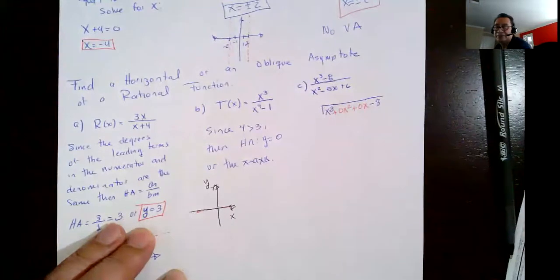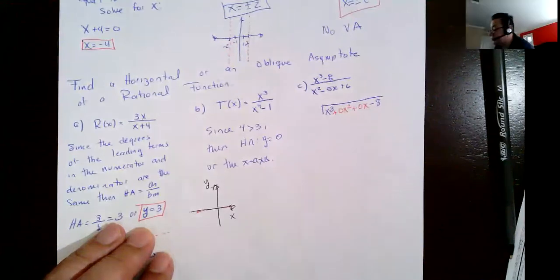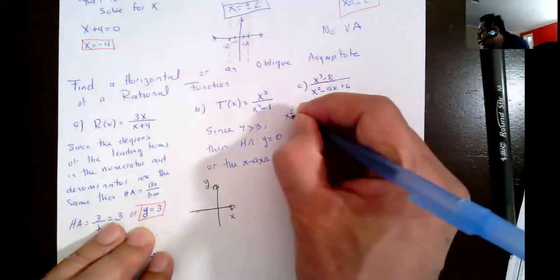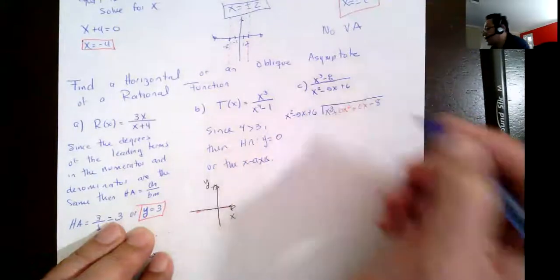Alrighty? And then we're gonna divide by x squared minus 5x plus 6.